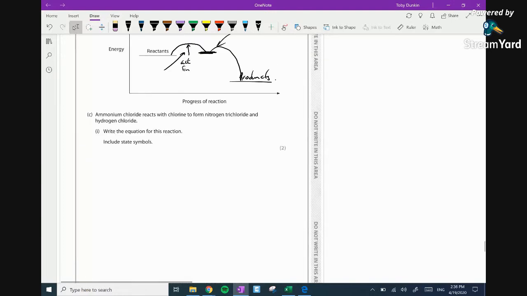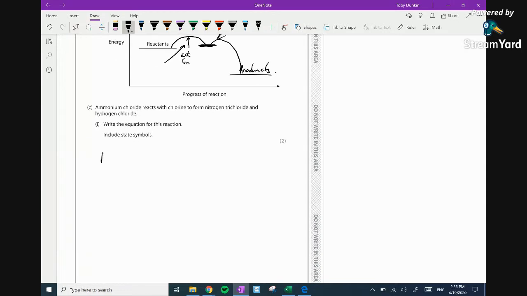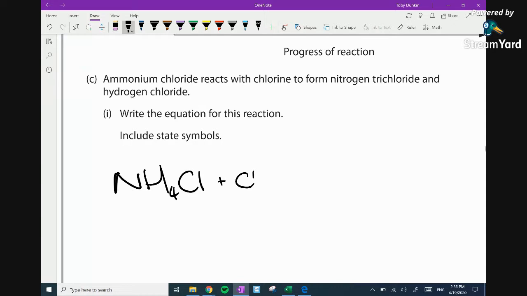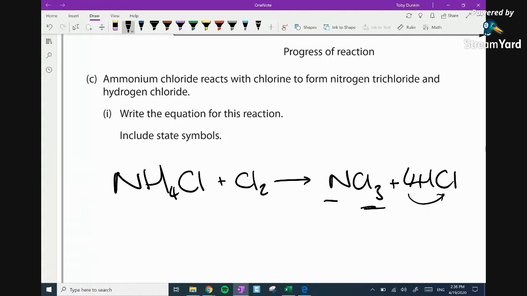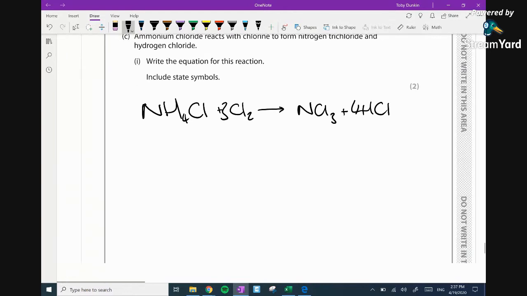Ammonium chloride reacts with nitrogen trichloride and HCl. Write an equation. Ammonium chloride. So they're testing to see if you know how to do complex ions. Ammonium chloride reacts with chlorine to form nitrogen trichloride and HCl. Balance it. 1 nitrogen, 4 hydrogens. 4 hydrogens, chlorines, lots. So we've got 7. So we've got 1 in that. We just need that to give us 6. I like it.